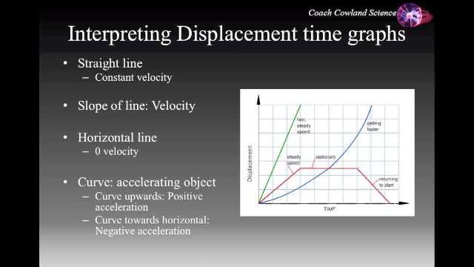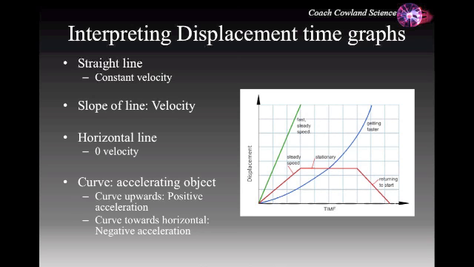The slope of the path will give us its velocity. If there is no slope and the line is horizontal, then we know that the velocity is 0. If there is a curve, however, we know that there is an acceleration.